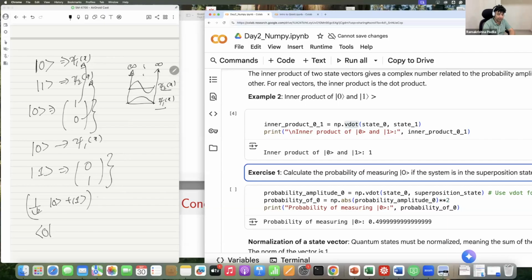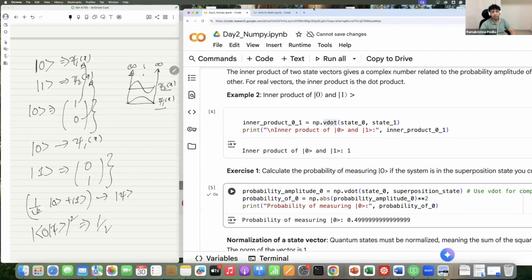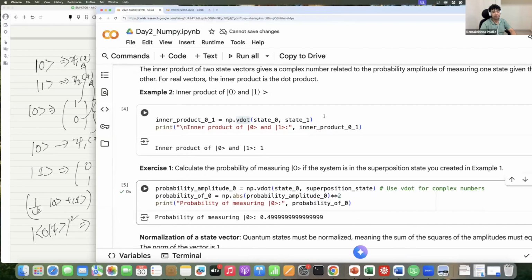So let me call this ket psi, right? Then I have to take the inner product of 0 with psi and then square it. That's what we have seen, right? If you do that, the answer should be half, right? You should get 0.5. And as you can see here, you get 0.499 because of the way 1 over square root 2 is calculated, right?